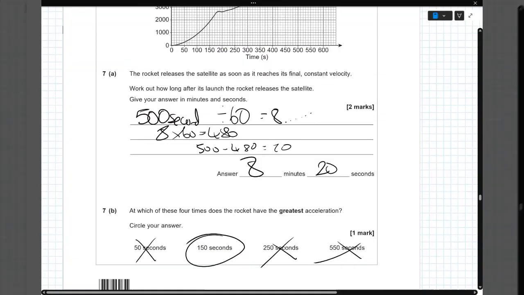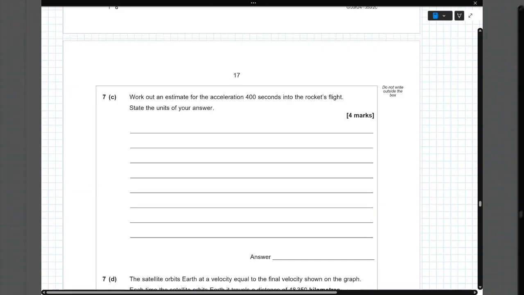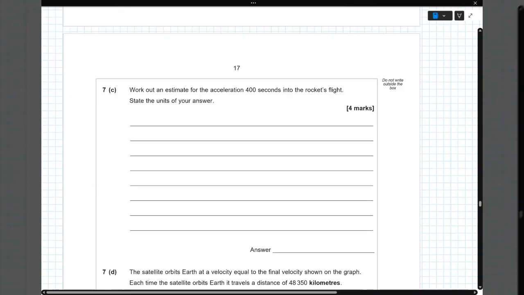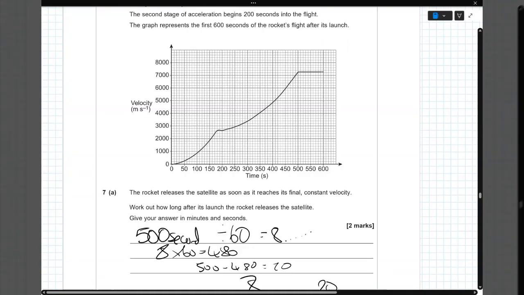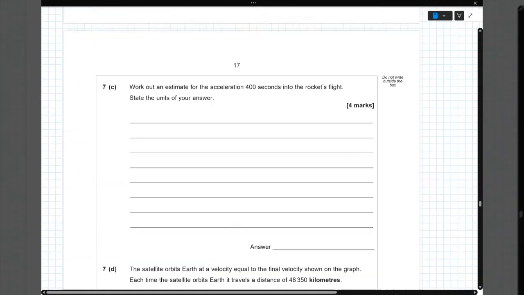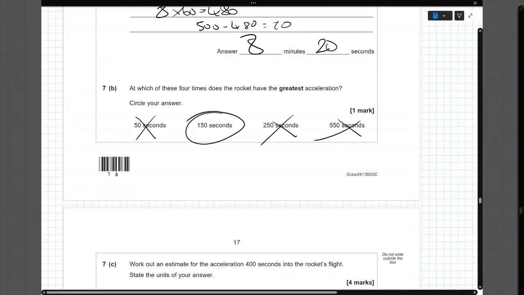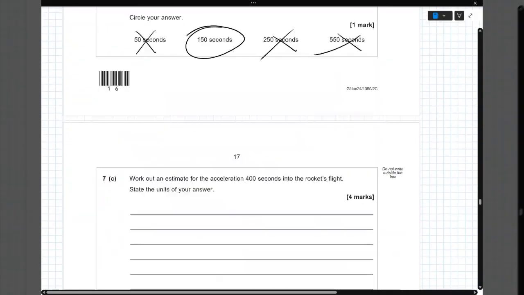Okay, part C. Work out an estimate for the acceleration 400 seconds into the rocket's flight. State the units for your answer. So I'm going to do the units first. Meters per second and then time. It's going to be meters per second squared for that acceleration. Right, where did it say I wanted it from?